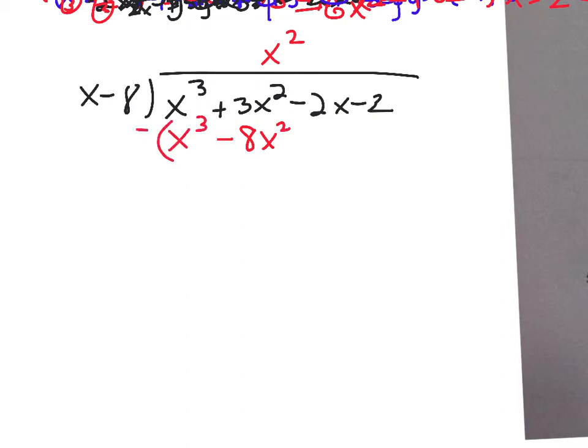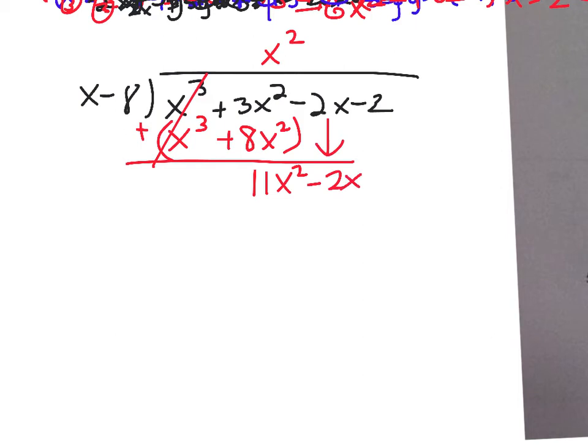Now I subtract. Make sure you put parentheses around. Make sure you subtract. x to the third minus x to the third is 0. 3x squared minus negative 8x squared, so that's a minus minus, which actually becomes plus. So that's 8 plus 3 is 11x squared. Now bring down the next number, minus 2x. All right, so I have x times what is 11x squared? That would be positive 11x.